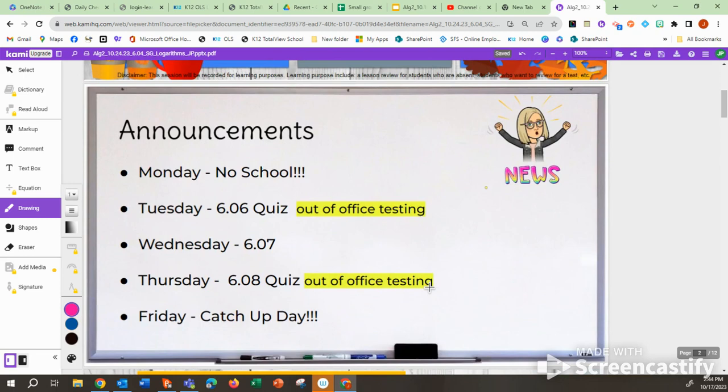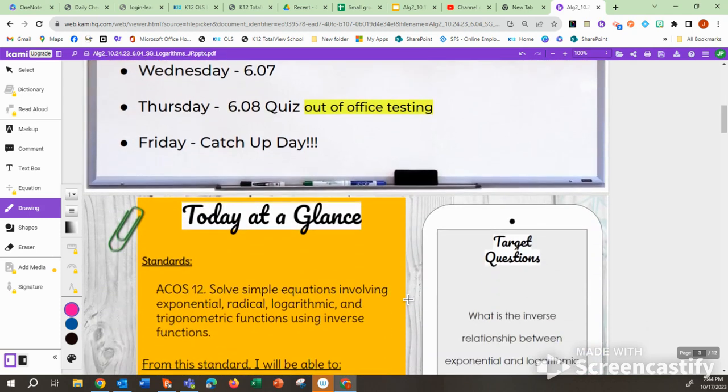These are the announcements for the week. Monday is a fall holiday, no school. Tuesday, 6:06, I'm out of the office due to testing. Wednesday, 6:07. Thursday, 6:08, I'm out of the office due to testing. And then Friday is a catch-up day.